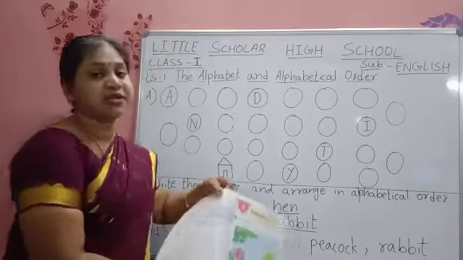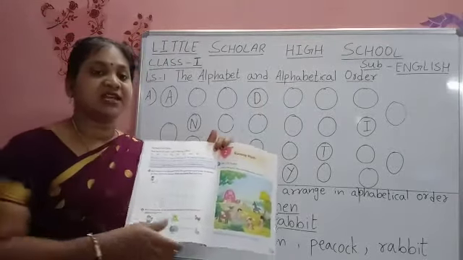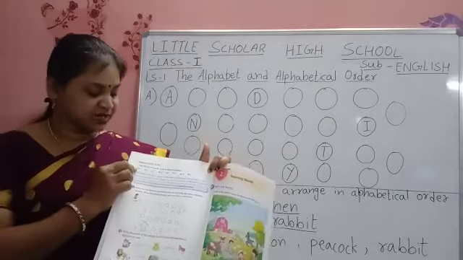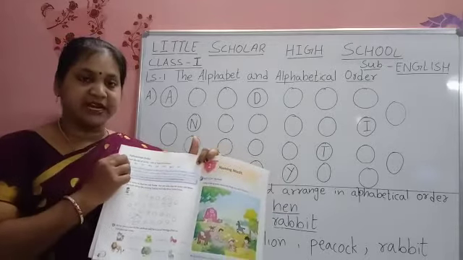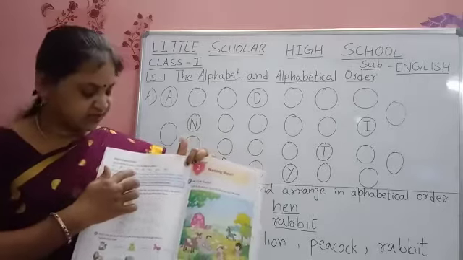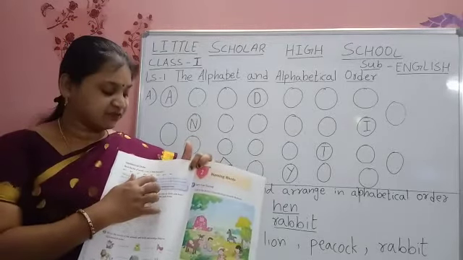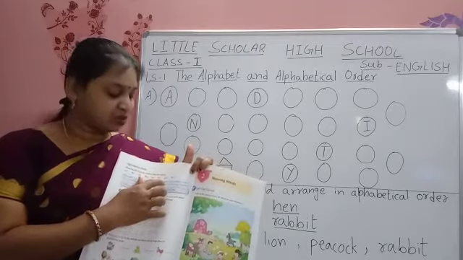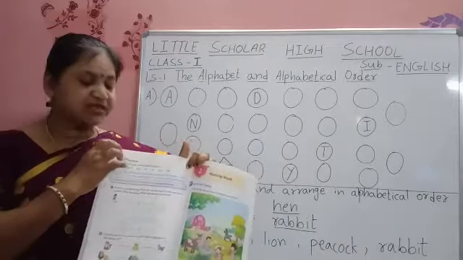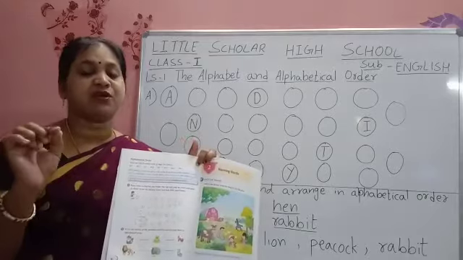Now we will learn what is alphabetical order. Alphabetical order means putting the words in the order of the alphabet. Now you can see a few words given here. Come on, read. A-N-T, ant. B-A-T, bat. C-A-T, cat. D-O-G, dog. E-E-L, eel. F-I-S-H, fish. G-O-A-T, goat. H-E-N, hen. See, you can see the first letter of all these words. You can underline the first letter of all the words.